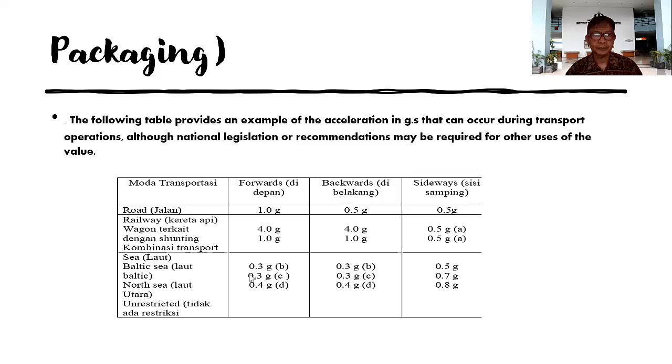On the sea, you can see 0.3 g, yeah, on the Baltic Sea, North Sea 0.3, unrestricted 0.4 g. So the backward varies from 0.3 g to 0.4 g, and sideways from 0.5 g to 0.8 g. This is the table of acceleration in gravity.